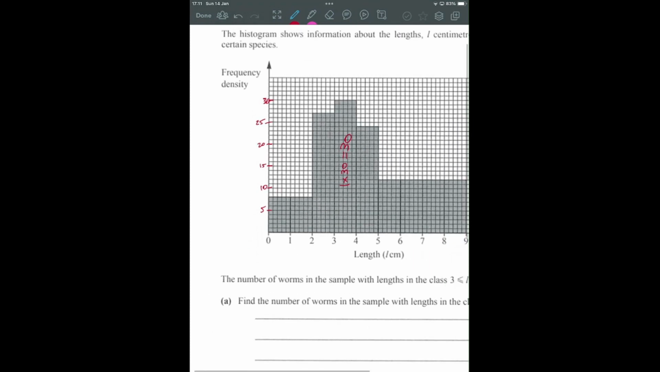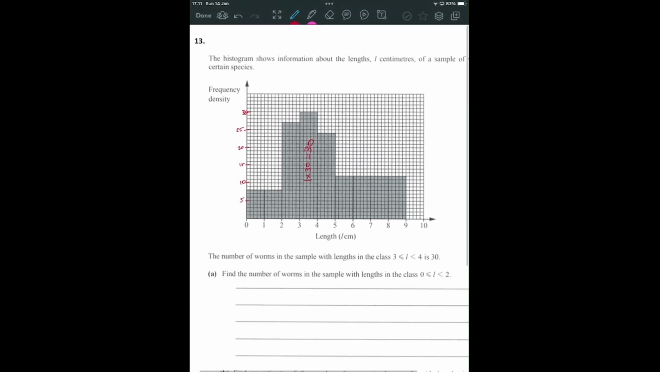So find number of worms in the length from 0 to 2. Well, that frequency is area, the base is 2, the height is 8. There are 16 worms in that section.